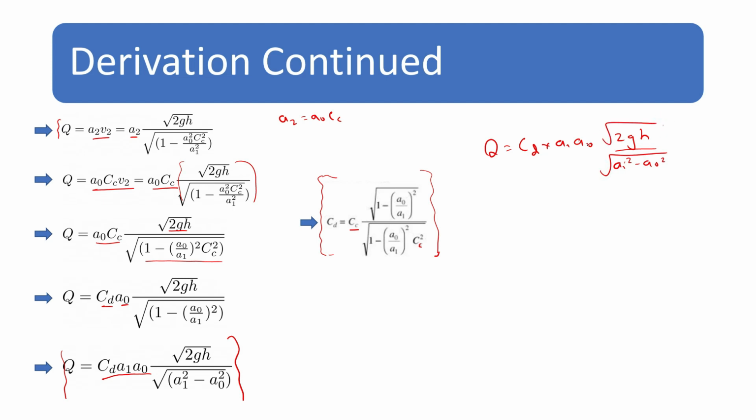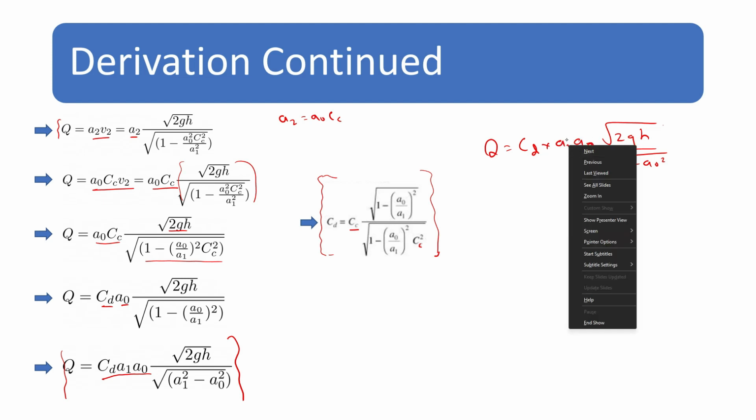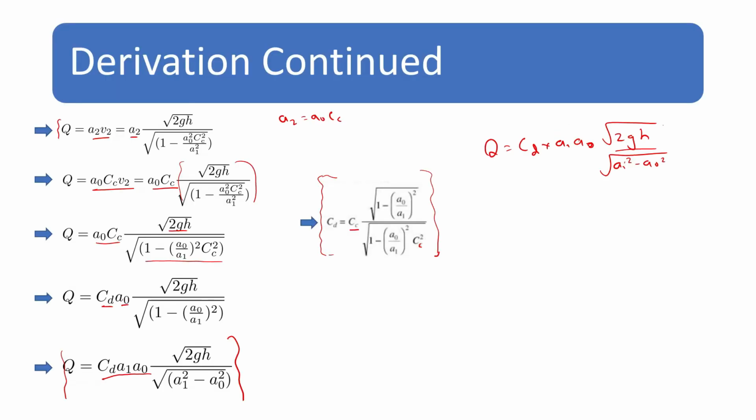Note that A0 is the area of the orifice, the area of the hole in the plate. A1 is the normal area of the pipe. And here Cd has a value of around 0.6. It is not as accurate as that of the venturimeter. So the coefficient of discharge will be 0.6, which is found experimentally.